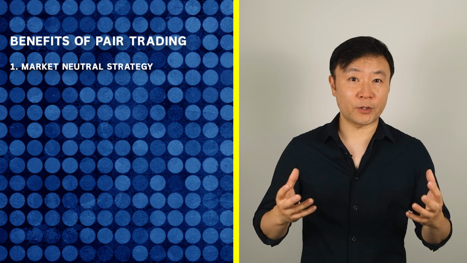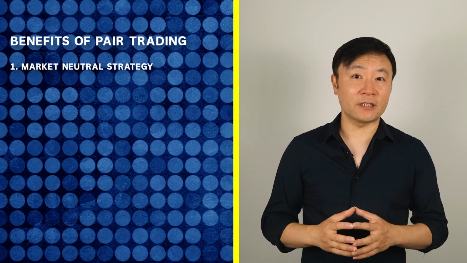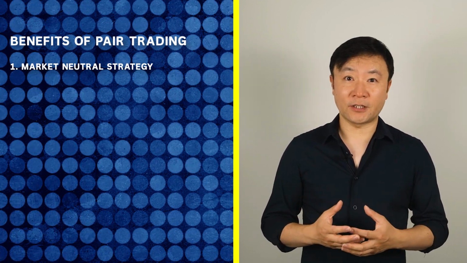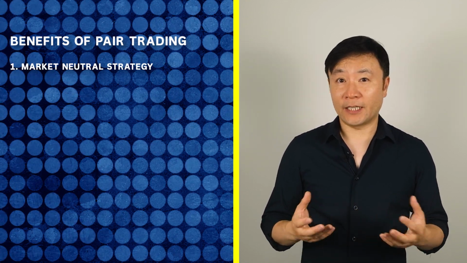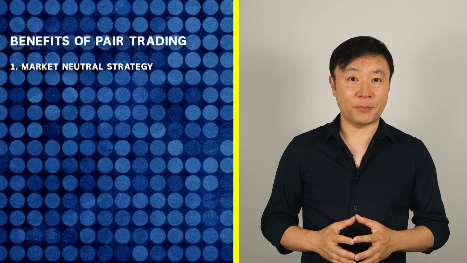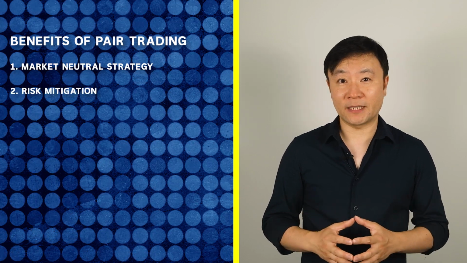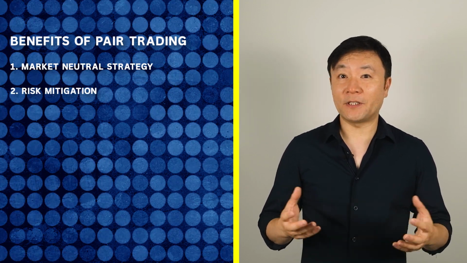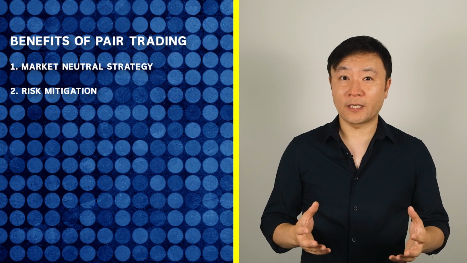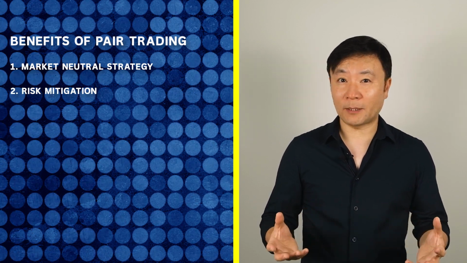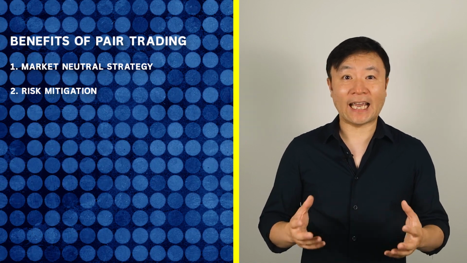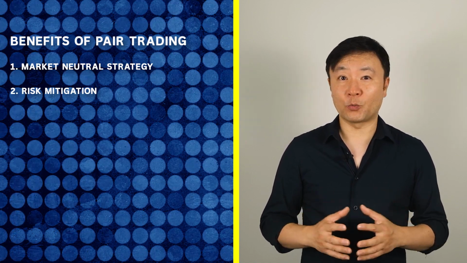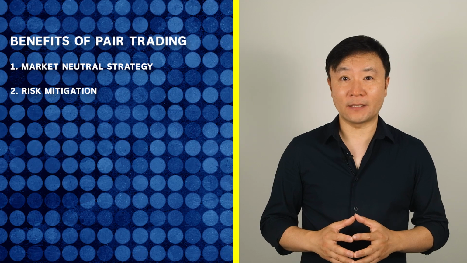This market neutral characteristic is particularly attractive during periods of market volatility or a stock market crash, and therefore another benefit of pair trading is risk mitigation. For example, if the overall stock market falls, and if you are long one company stock and short another stock, the short position acts as a hedge and your risk is somewhat minimized.